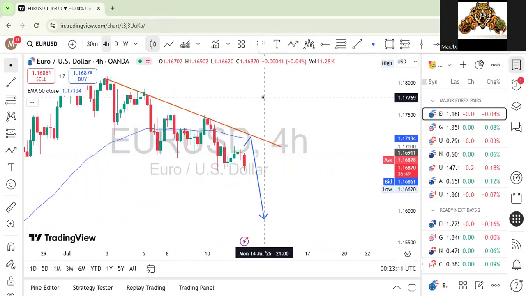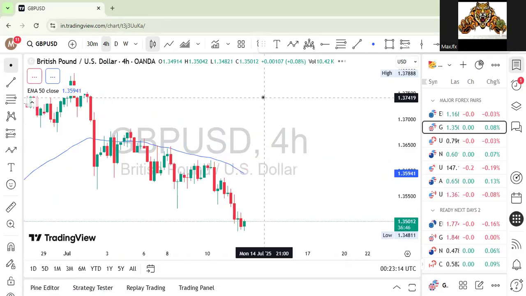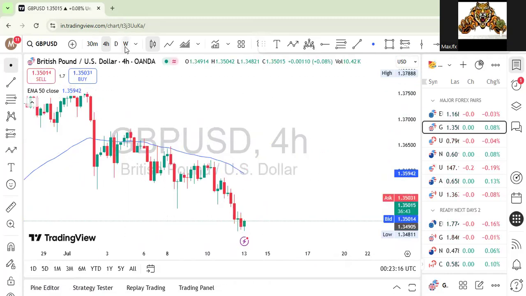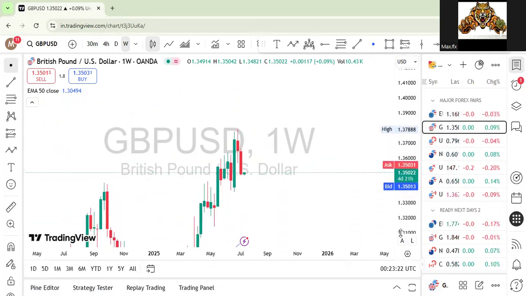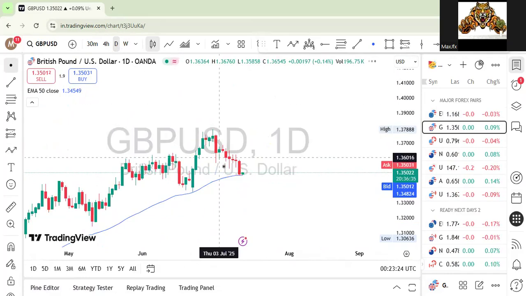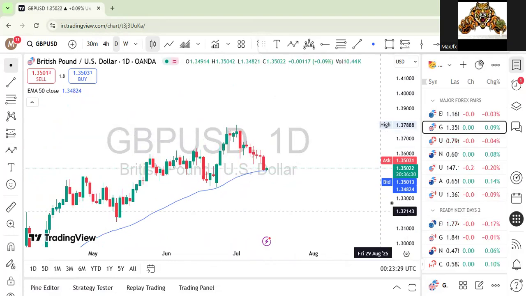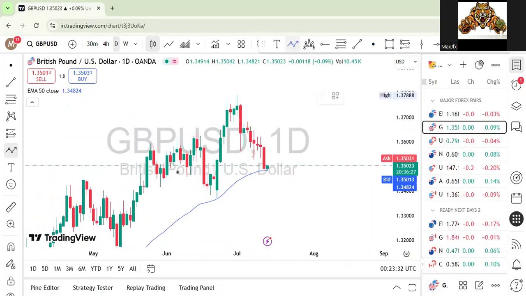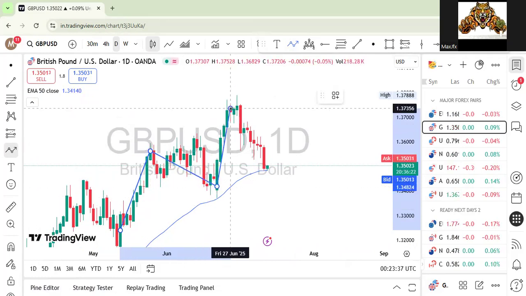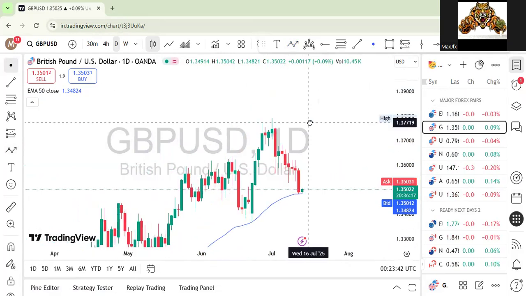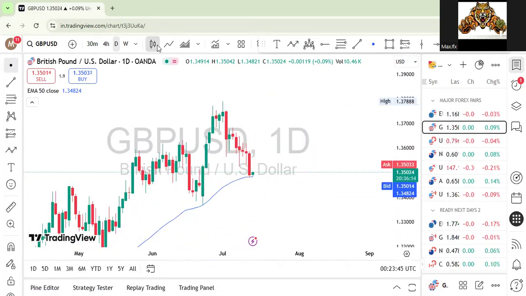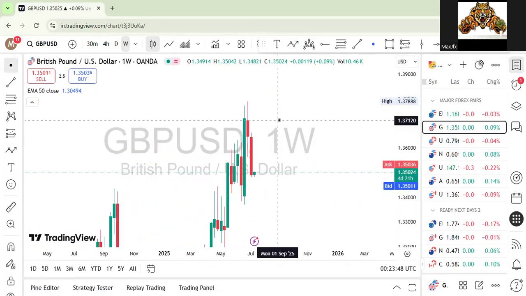Okay. So the next one is the GBP. So on the weekly, the price is also very expensive. On the daily, you can see it making a higher high. So you can see this higher high, higher low, higher high, higher low. You can also see this move coming up right here. So now we are going to expect a buy on the GBP.